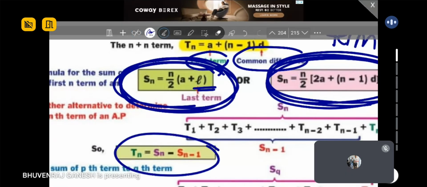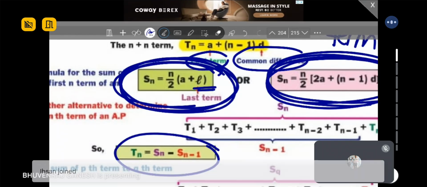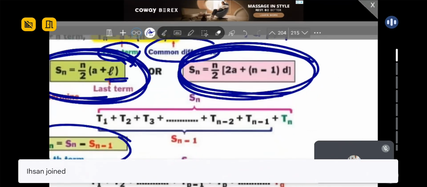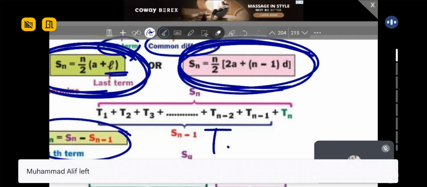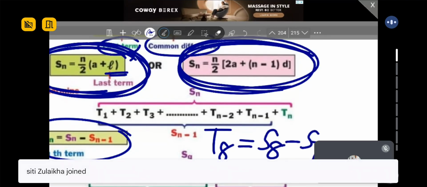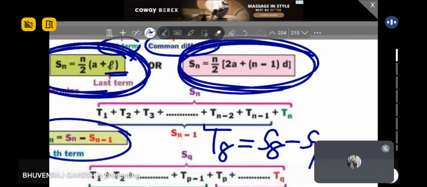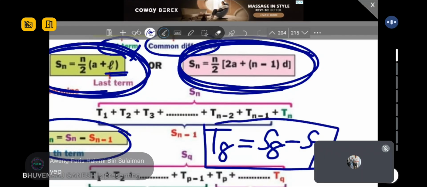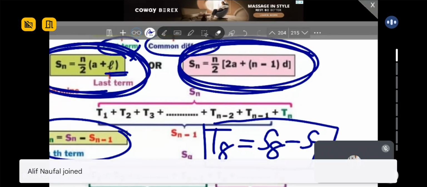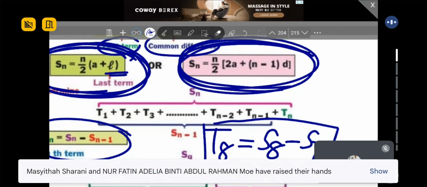This one. Okay. So what does this one mean? Okay, so let's say I want to find T8. Saya nak cari T8. So T8 is equal to S8 minus S7. Boleh faham tak guys? Apa yang dimaksudkan kat sini? Can you guys understand the logic behind this formula? Boleh faham kan? Siapa tak faham? Macam mana logic di belakang rumus ni? Boleh komen. Saya boleh terangkan. Who don't understand the logic?